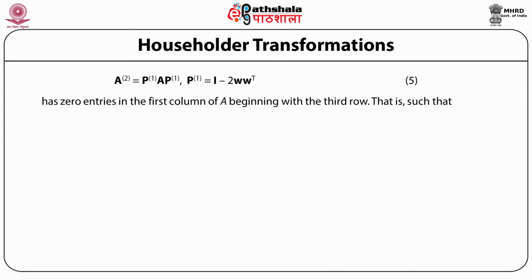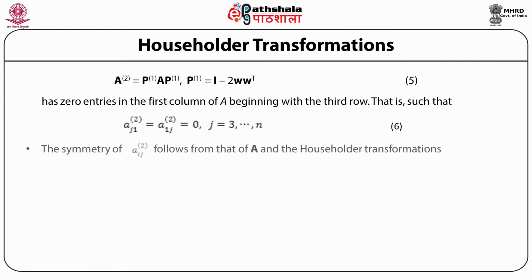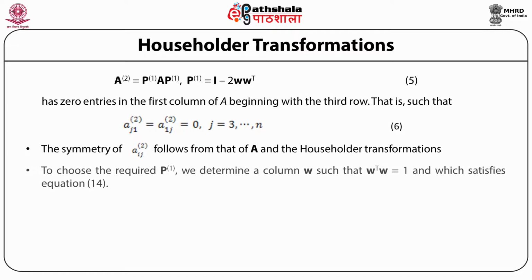That is such that a_{j1}^{(2)} = a_{1j}^{(2)} = 0, where j takes the value from 3 to n. The symmetry of a_{ij}^{(2)} follows from that of A and the Householder transformations. To choose the required P^{(1)}, we determine a column W such that W^T W = 1 and which satisfies equation number 14.